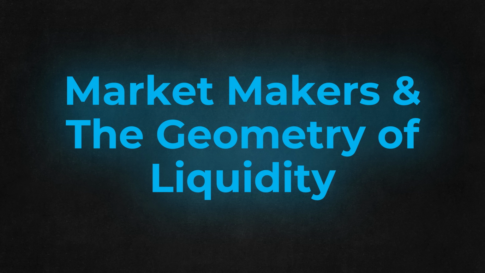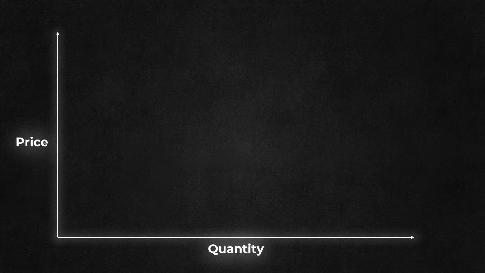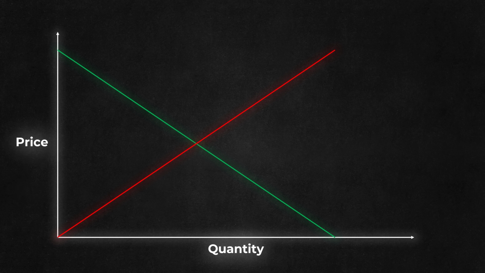One very useful way of understanding what market makers actually do is to visualize their role using simple supply and demand curves. In this graph, we have price on the vertical axis and quantity on the horizontal axis. The demand curve represents the behavior of buyers, and buyers always want to buy low. That means the demand curve is downsloping. The lower the price, the larger the quantity that buyers want to trade. The supply curve represents the behavior of sellers, and sellers always want to sell high. That means the supply curve is upsloping. The higher the price, the larger the quantity that sellers want to trade.